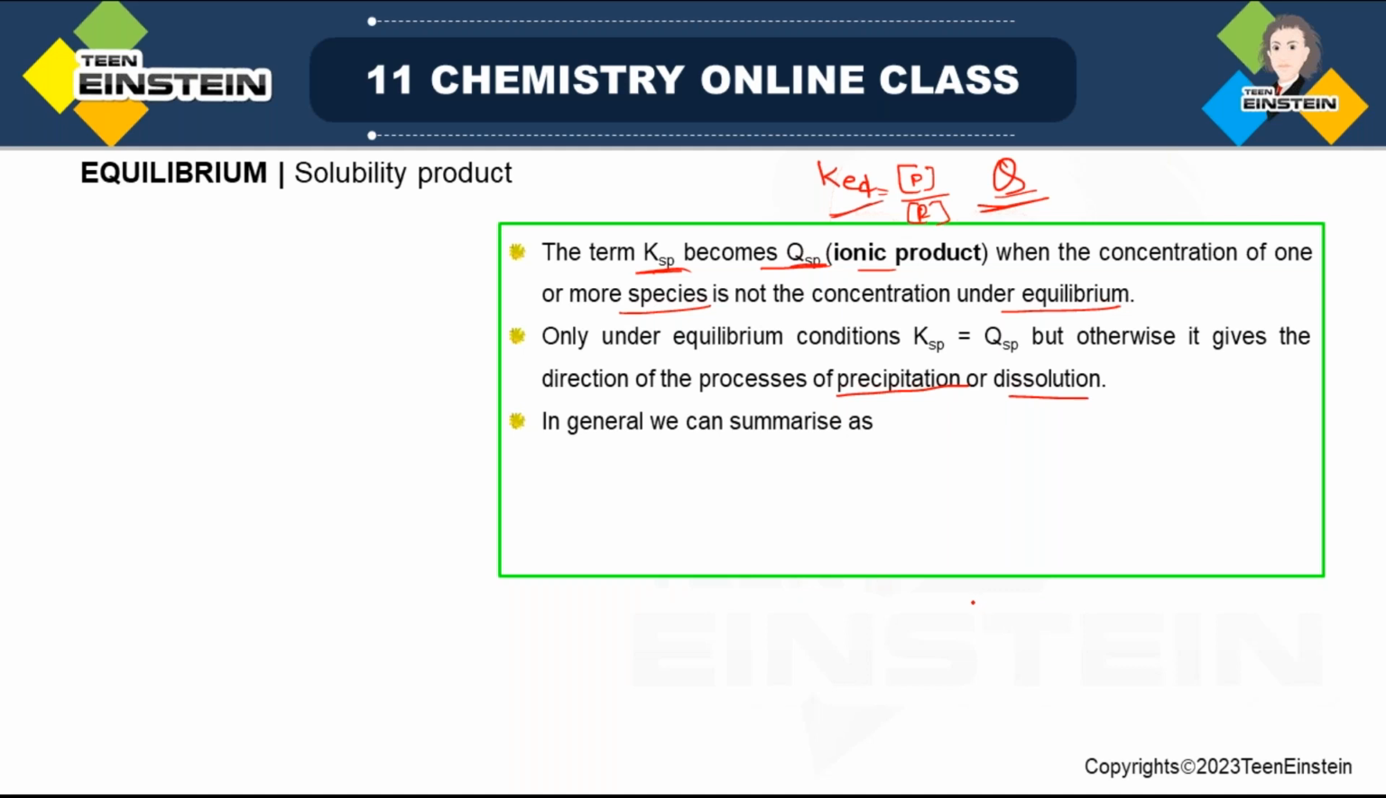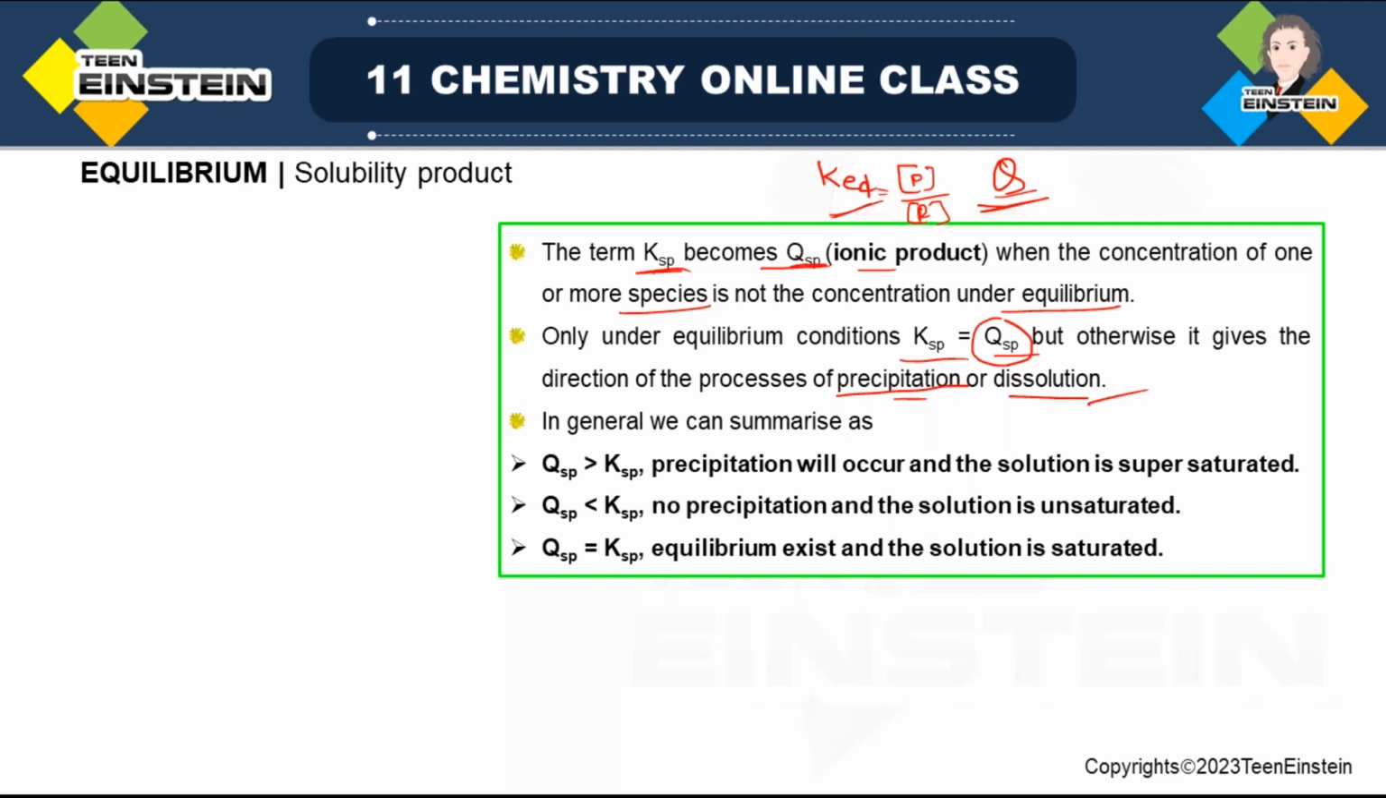So what it means is that under equilibrium these two are equal, but if equilibrium is not reached, then the significance of Qsp, that is the ionic product, is that you will be able to predict the direction of the process, whether the equilibrium will be shifted towards the left hand side or towards the right hand side. When it is moving towards the left hand side, there will be some precipitation because it is going towards undissociated salt. But if it is going towards the right hand side, that means it is going towards dissolution. Now how to know that? That depends on this summarization.